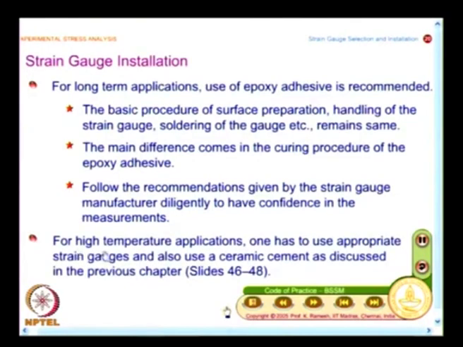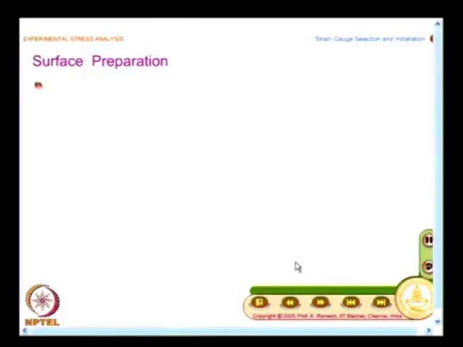And for high temperature applications, one has to use appropriate strain gauges and also use a ceramic cement as discussed earlier. We have discussed that separately, and here we are only going to look at typically for a room temperature measurement using a cyanoacrylate cement, how do I paste a strain gauge. So, that gives you an idea what are the basic steps involved.